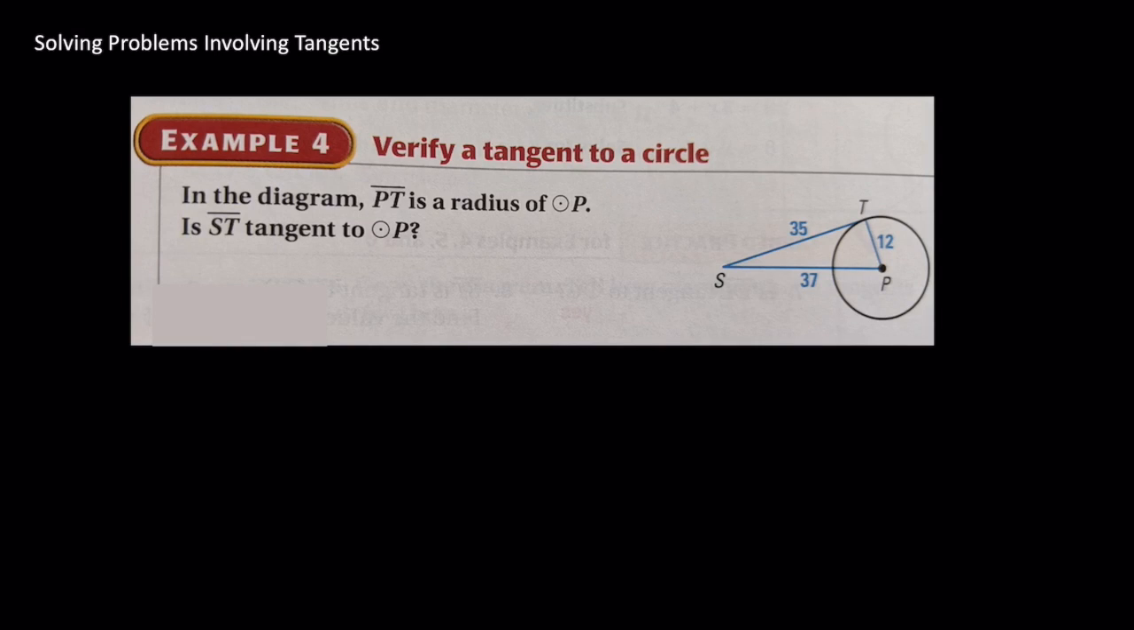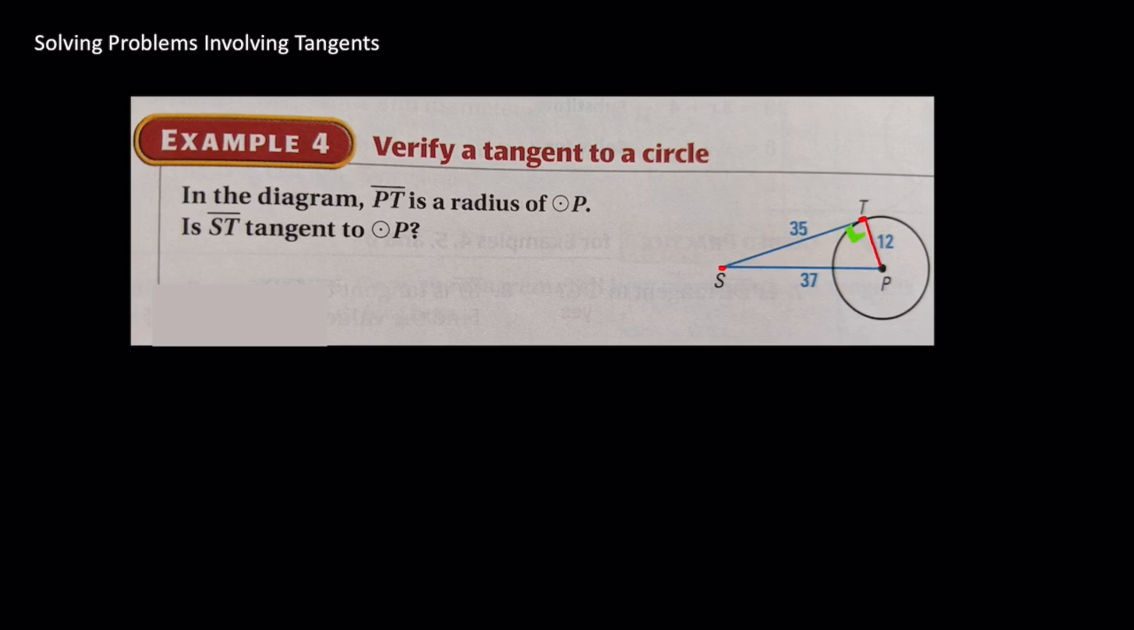And so, using these characteristics, we can solve some problems, right? So, question 1, verify that this is a tangent to the circle. So they're giving you that PT is a radius, so you know this is a radius, right? And what they're asking is, is ST, from here to here, a tangent to P? Well, what we know is, if it's a tangent, then this is perpendicular.